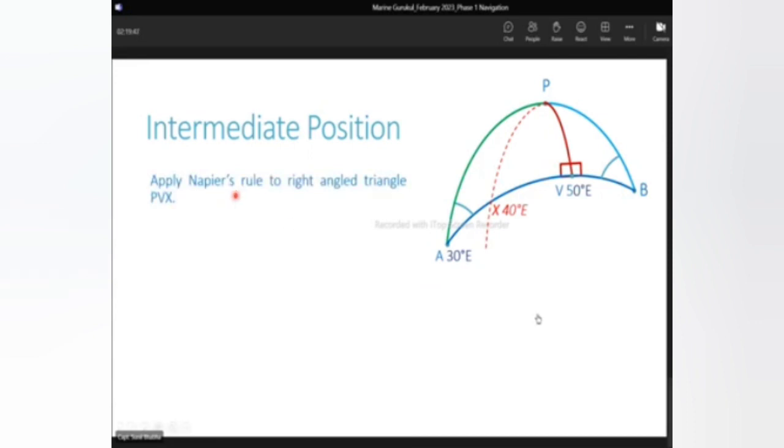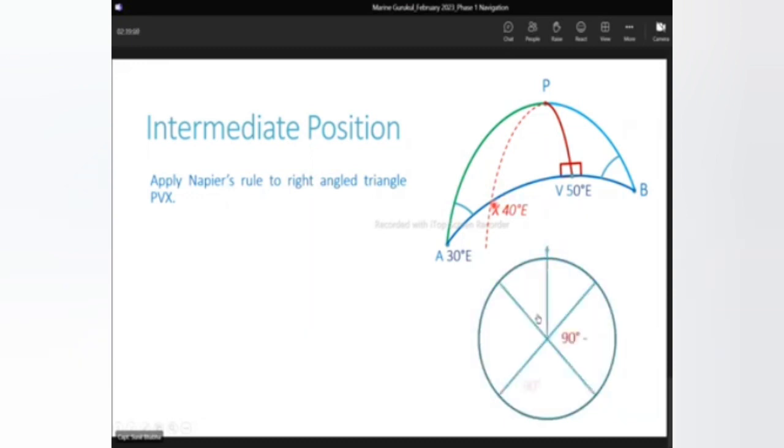Now we will again apply the Napier's rule, in this case to the triangle Papa Victor X-ray. So let's mark the cartwheel. Let's fill up the parts of the cartwheel. You can see the cartwheel parts are filled up. And in this triangle Papa Victor X-ray, let's identify the parts which are known to us.